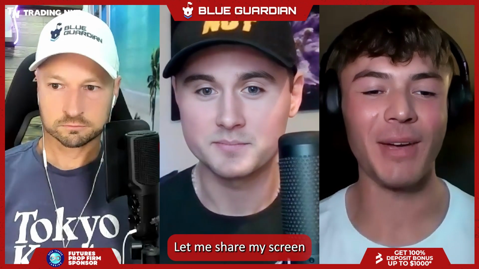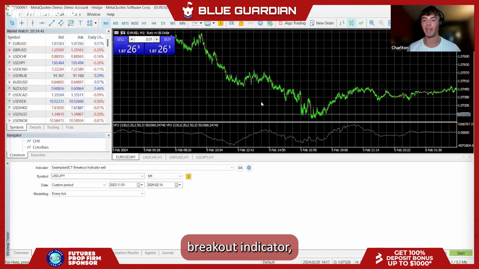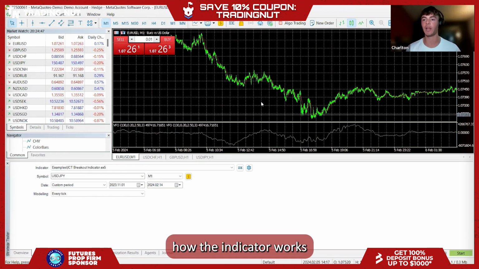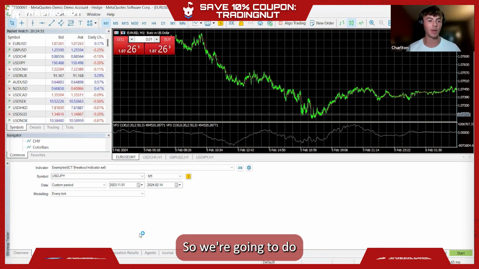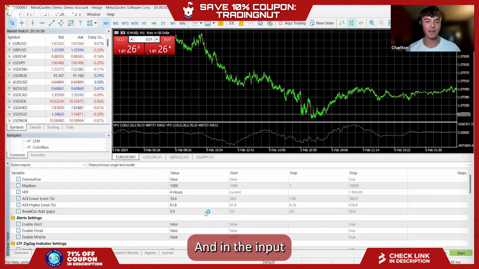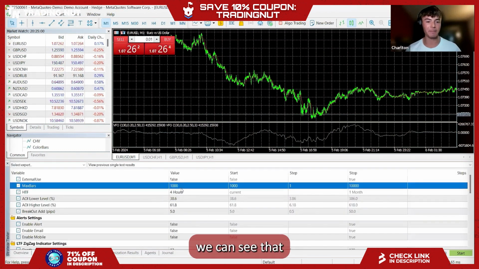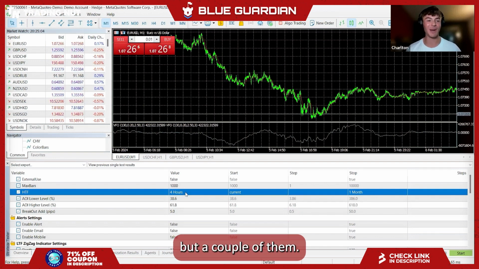Right, guys, let me share my screen and show you how this works. So we've got the ICT breakout indicator, and I'm going to show you some backtesting data where I can break down how the indicator works and what it's looking for, as well as the input settings. So we're going to do some random testing on USD JPY, just from last year, November to today's date. And in the input settings, we can see that there are a bunch of things that won't really make sense to you, but a couple of them will.